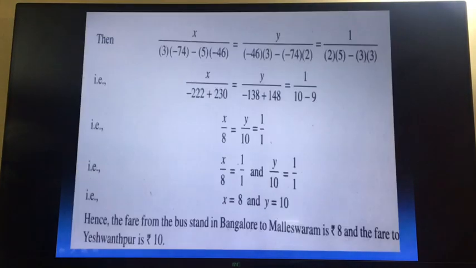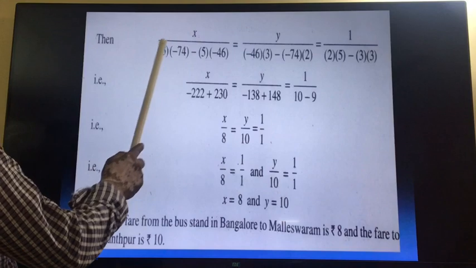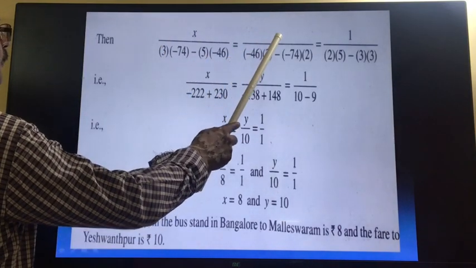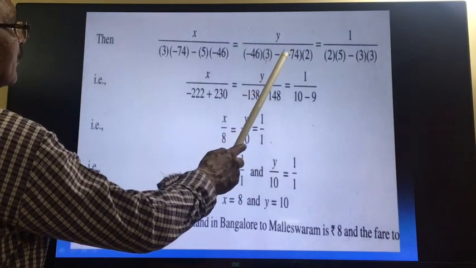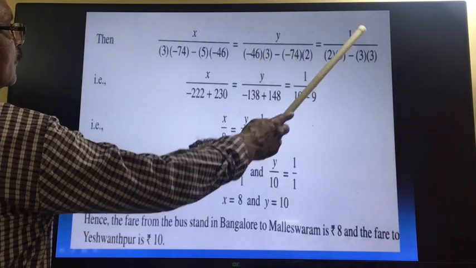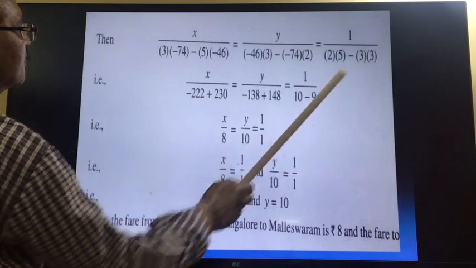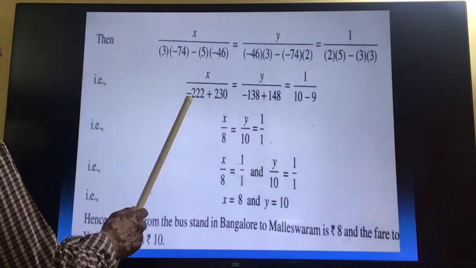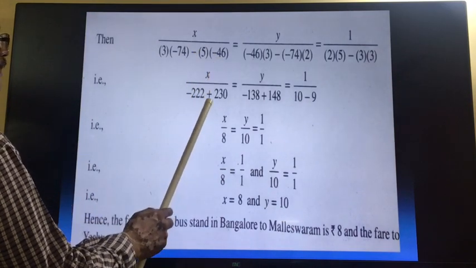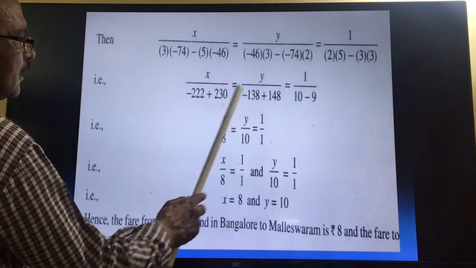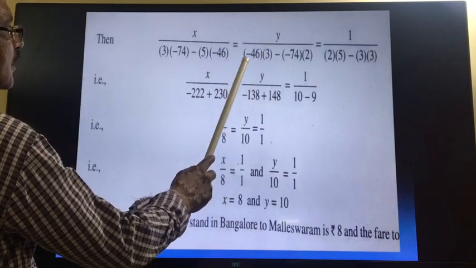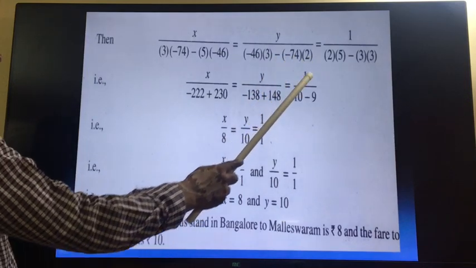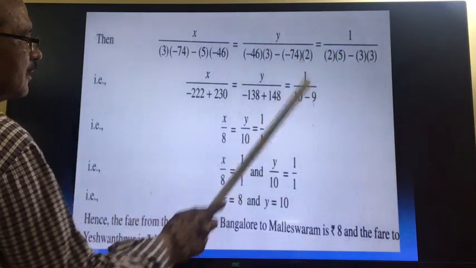So see this method, x upon 3 into 74 minus 5 into minus 46, y upon minus 46 into 3 and minus 74 into 2, 1 upon 2 into 5 minus 3 into 3. So after multiplication of these two, you will get minus 222, minus into minus plus, 5 into 46 is 230, y upon minus 46 into 3 minus 138, minus plus 74 into 2 148 is equal to 1 upon 2 5 10 minus 9, that is 1.